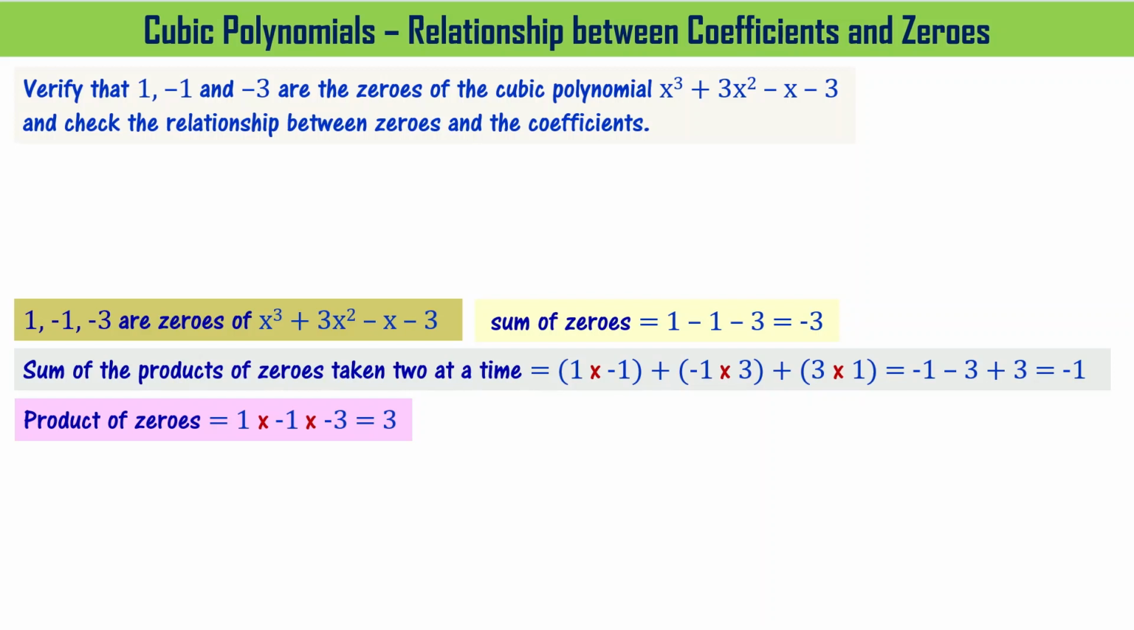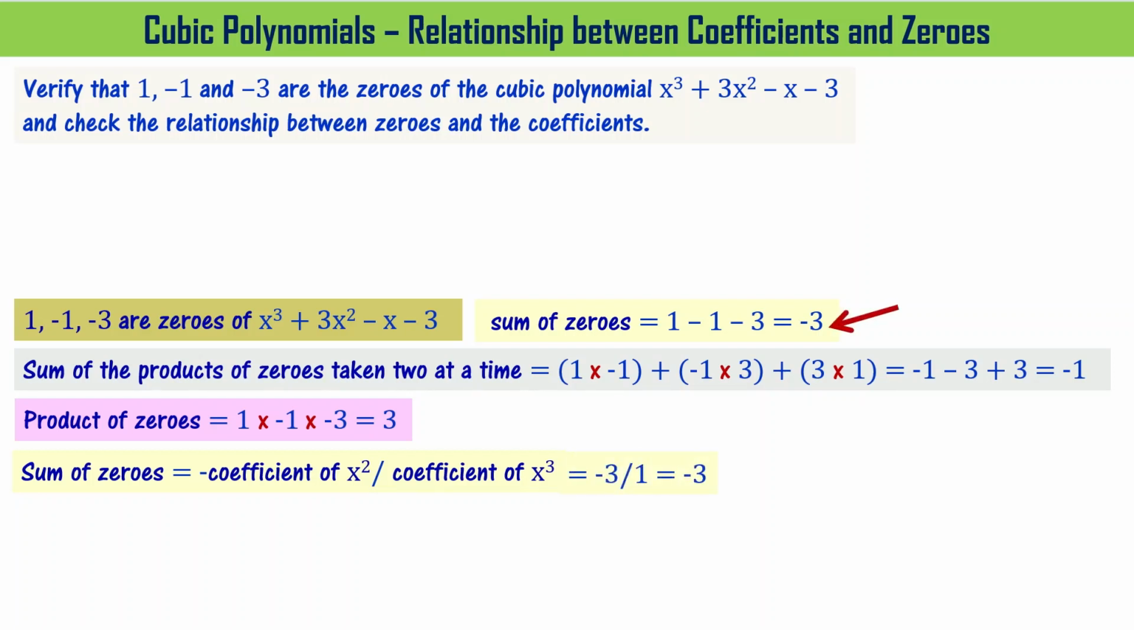Now let's recall the formulas we have derived just now. Sum of zeros can be written as negative of coefficient of x square divided by coefficient of x cube, right? Coefficient of x square is 3, so it is going to be minus 3 divided by 1, so it is equal to minus 3, right? So it is exactly matching with sum of zeros we have obtained just now, right?